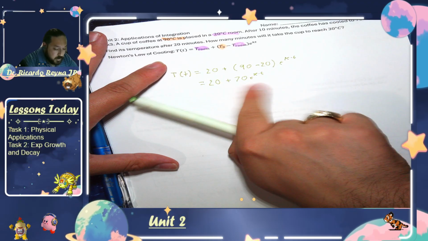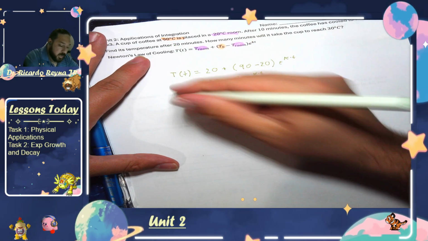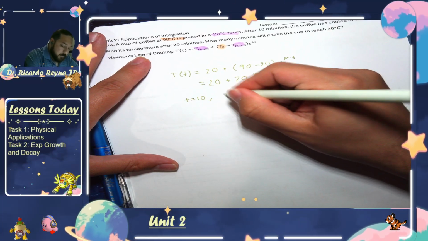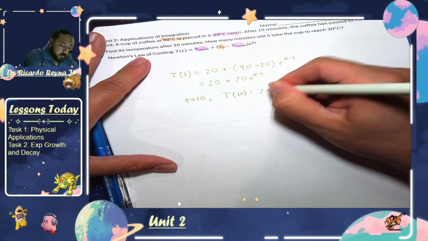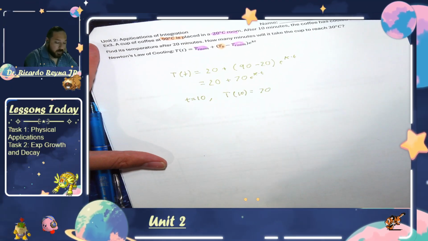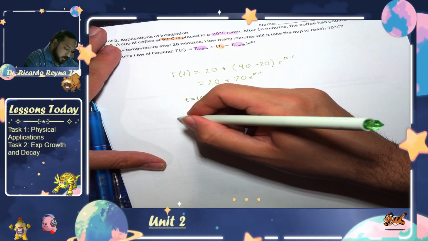Now, this isn't a complete formula because we need k, but we are given a tidbit. We're saying that after 10 minutes, the coffee temperature is 70 degrees. So that means we can mess with this a little bit. Let's go ahead and solve for that k.